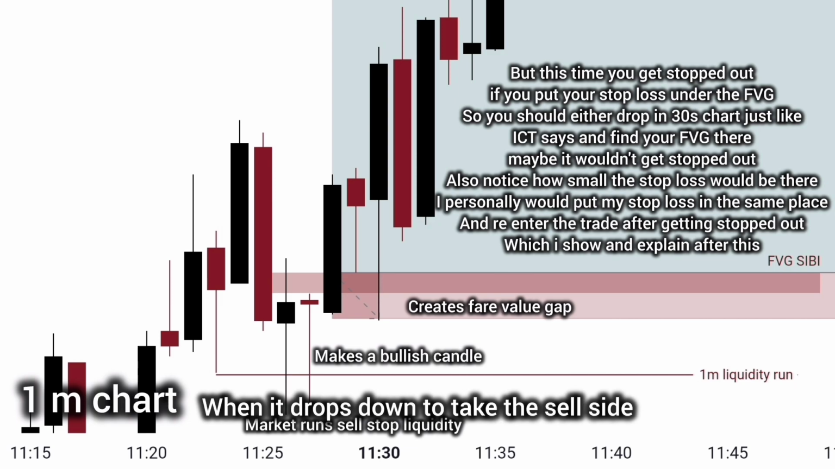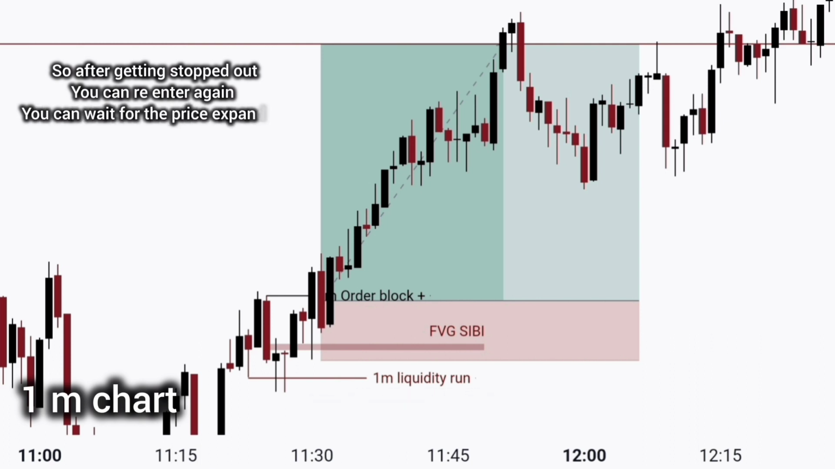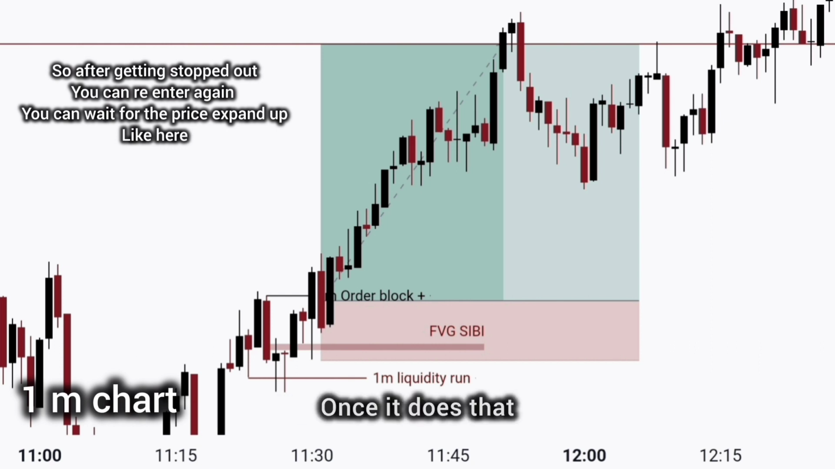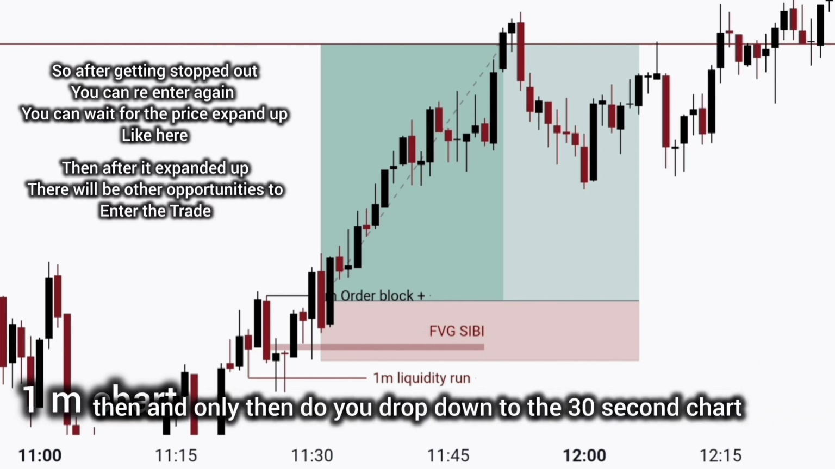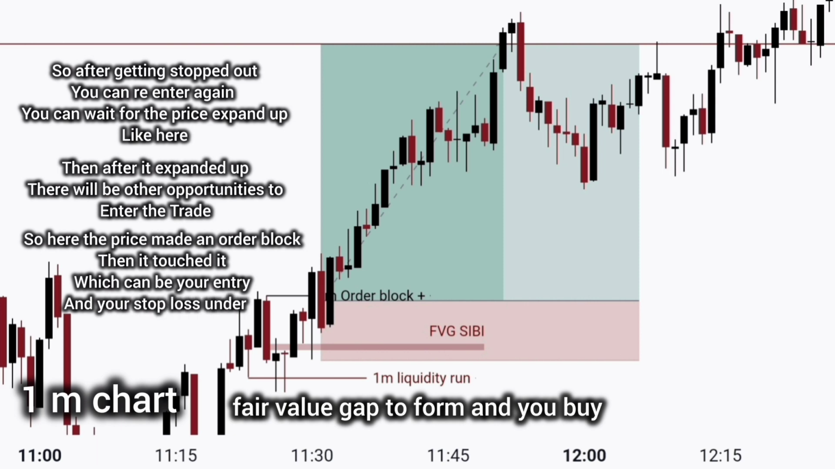When it drops down to take the sell side when you're bullish, whatever that time frame is that has the swing low that it pierces and goes below, as soon as it does that, you have to wait for one candle to be up close. Once it does that, then and only then do you drop down to a 30-second chart, and you wait for a fair value gap to form, and you buy.